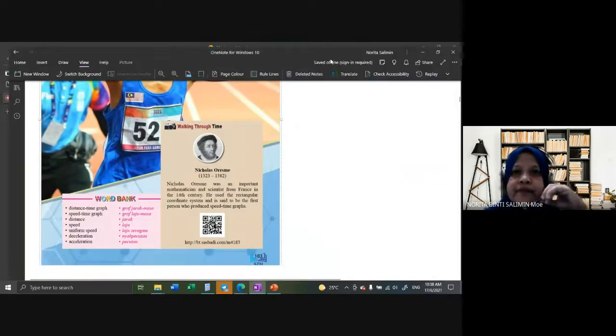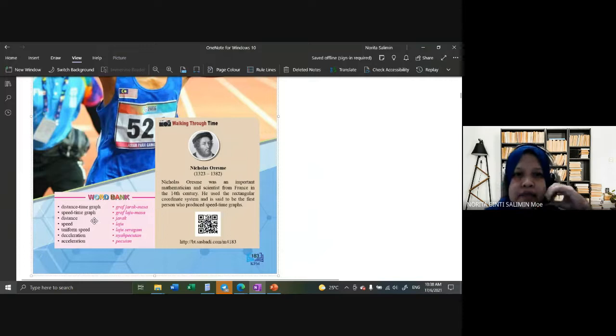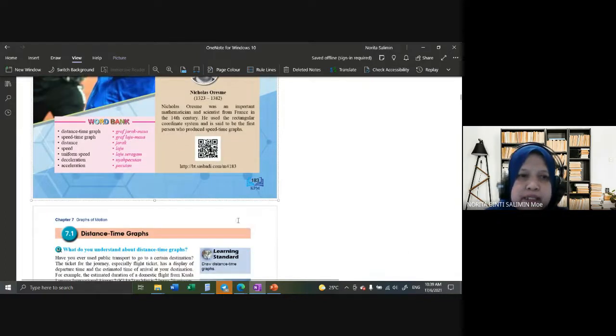Okay. So distance time graph tadi adalah graf jarak masa. Speed time graph adalah graf laju masa. Distance jarak, speed laju, uniform speed laju seragam, deceleration adalahnya pecutan dan acceleration adalah pecutan. Okay. Dan kita nak belajar distance time graph.